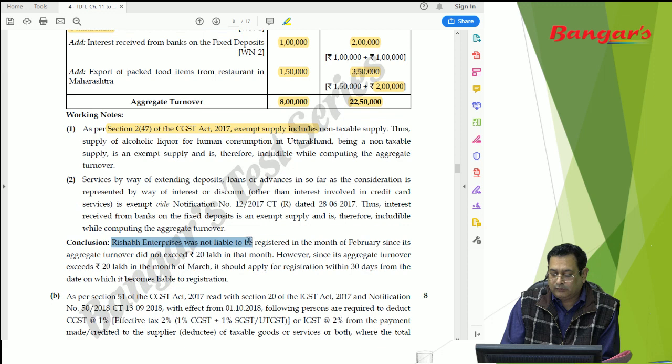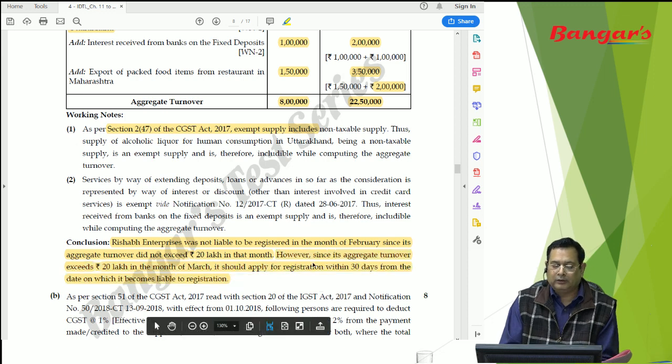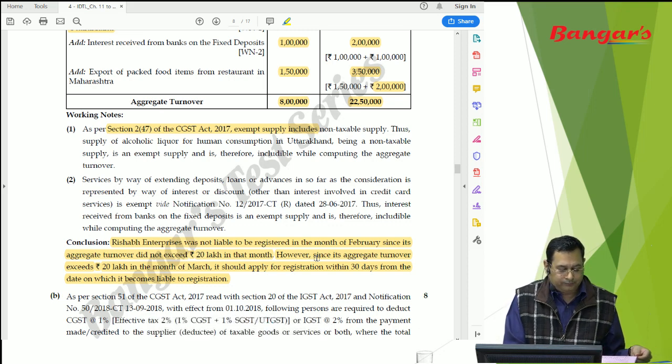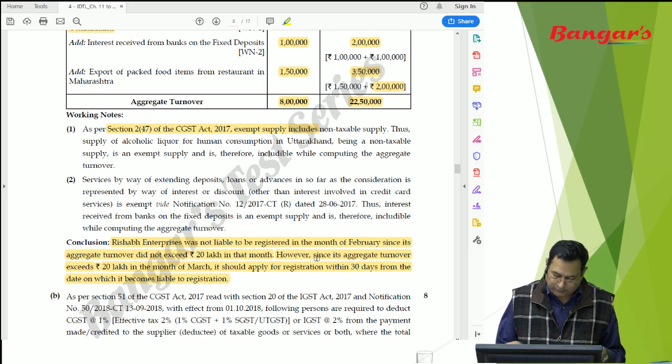So Rishabh Enterprises was not liable to be registered in the month of February, since the aggregate turnover did not exceed rupees 20 lakhs in that month. However, the aggregate turnover has exceeded 20 lakh rupees in the month of March, so it should apply for registration within 30 days when it becomes liable for registration. This was the conclusive answer in respect of the same.